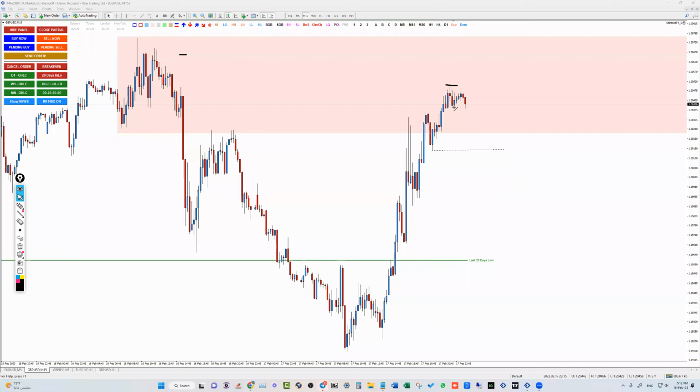So you can enter this before the CHoCH happens. Unless you want to wait for a CHoCH, then probably the price will come back to take this one as well. Doesn't matter.